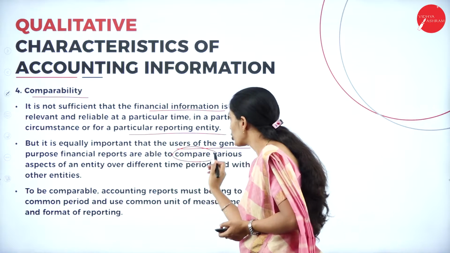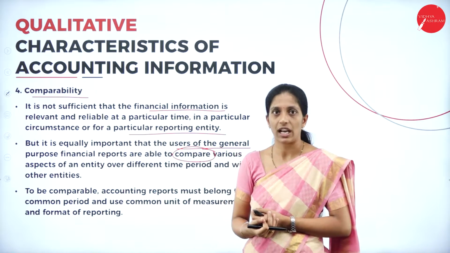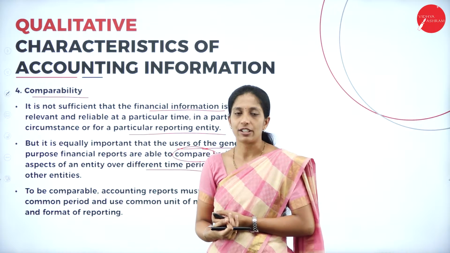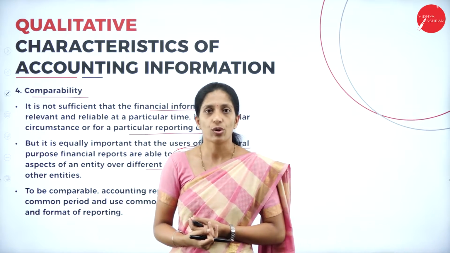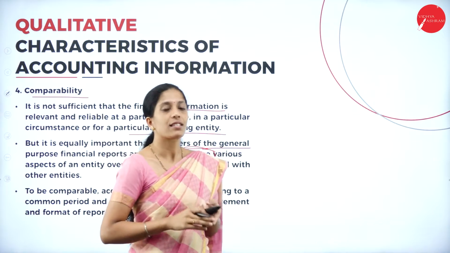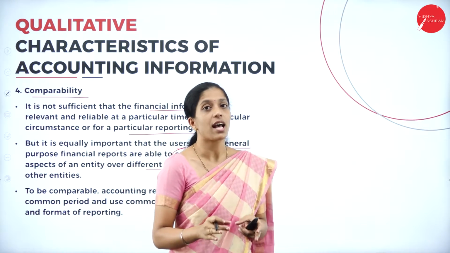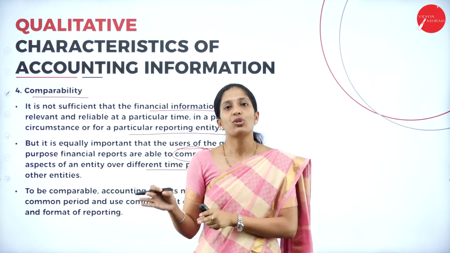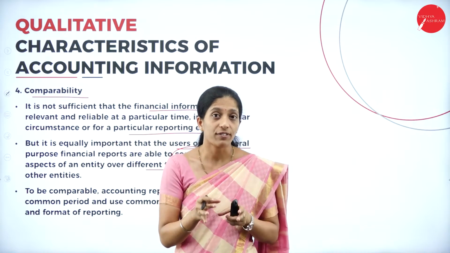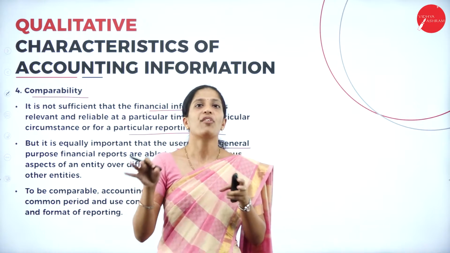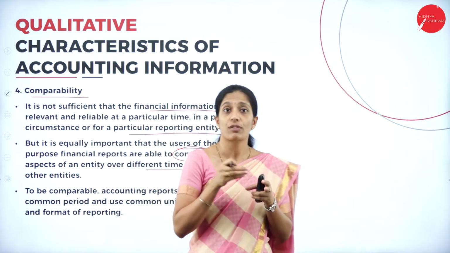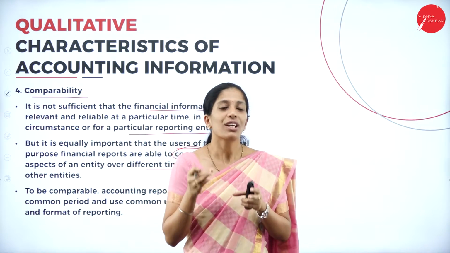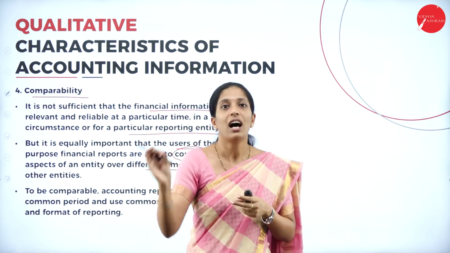So here they are able to compare the various aspects of the entity over different time periods and with other entities also. Now, as I have already told you, the accounting information should be in such a way that the accounting results can be compared from one year to another year and from one entity to another entity of the same nature. There are a number of organizations conducting business of the same nature. Then, in order to know their competitors, the accounting results have to be compared with the other entity.